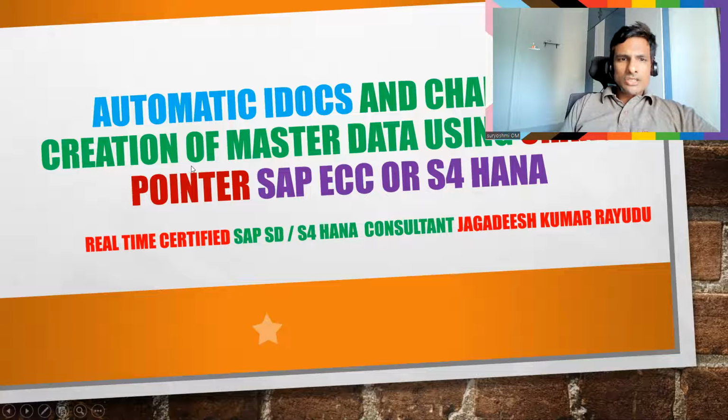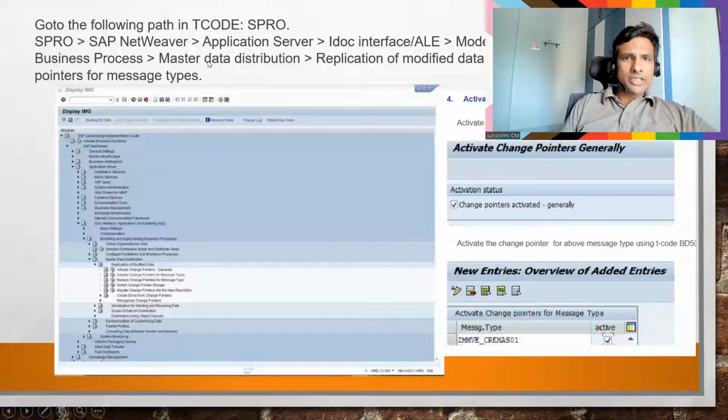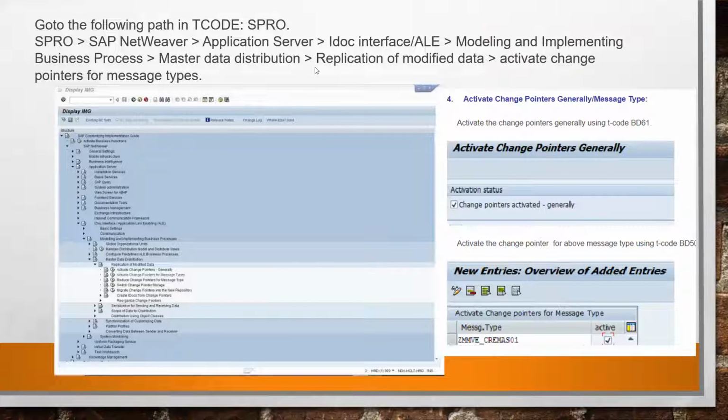Okay, so let's have some slides. Now, if you look here, what is this? SPRO, NetWeaver, IDoc interface, business process, master data replication model, and activate change pointers for message types. Okay, so you see this BD61; if you want to activate this for a message type, you can see the path. Activate change pointers generally for message types. All these are the paths you have. Master data distribution.